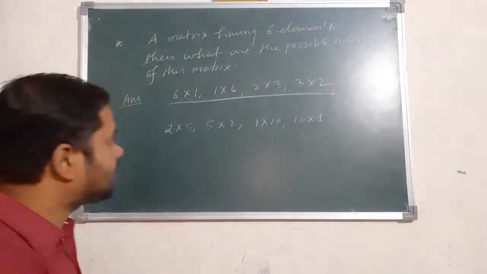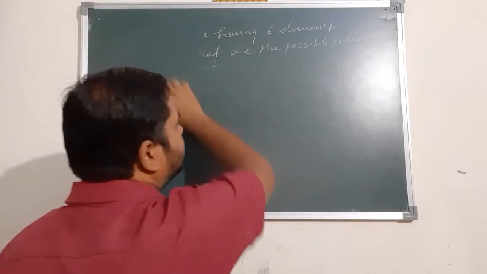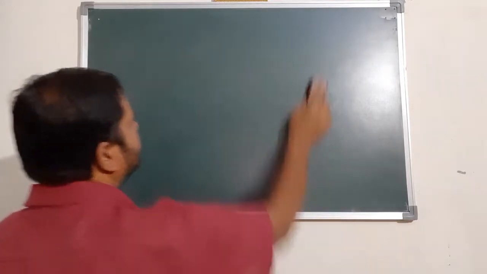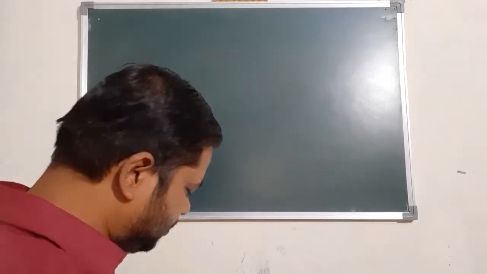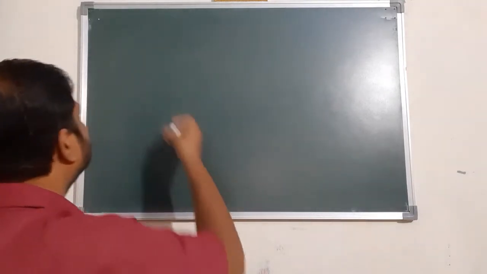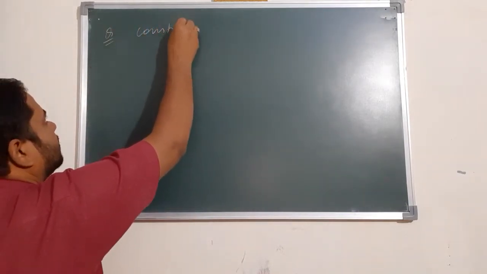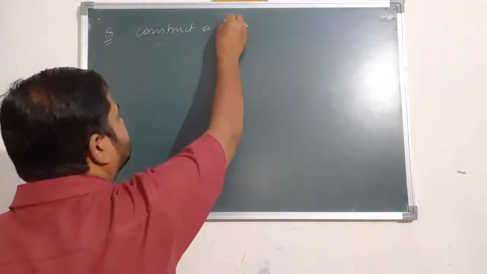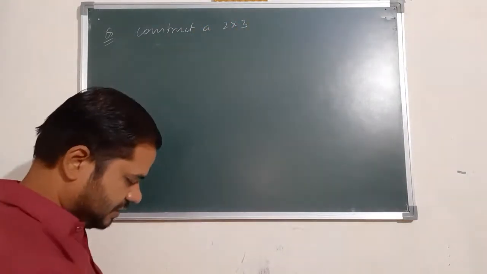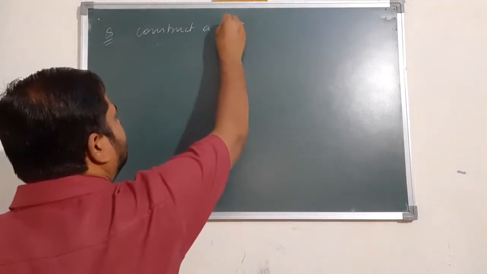Now next is construction of a matrix. This type of question is also asked in the board. Suppose we have considered a question. Construct a 3 cross 2 matrix whose elements are given by.